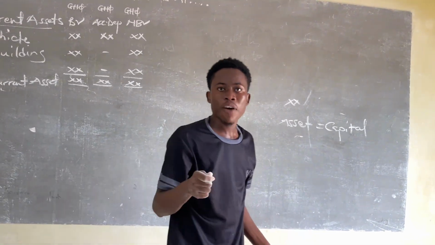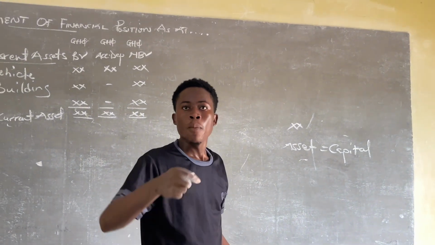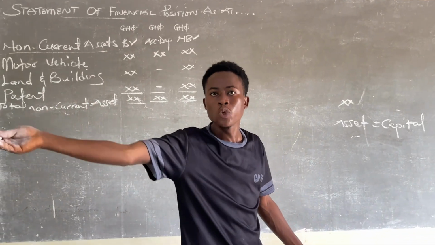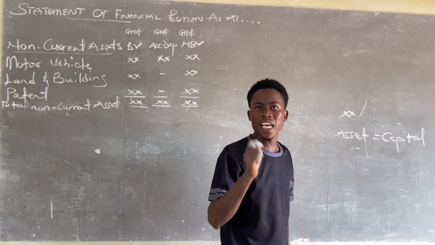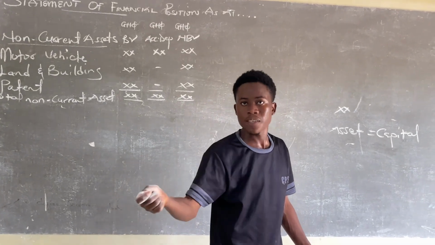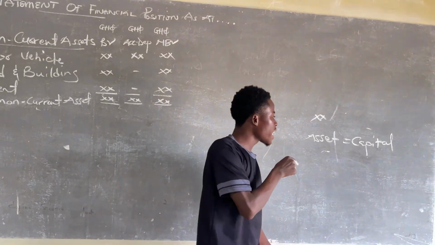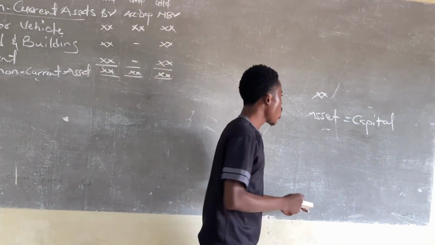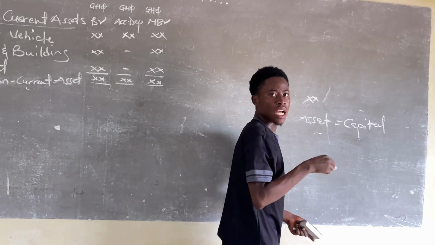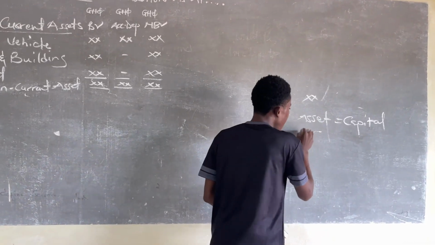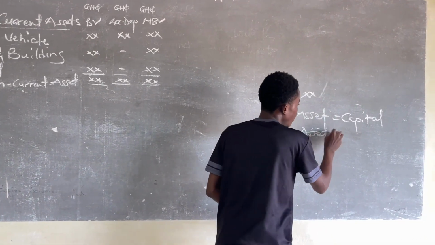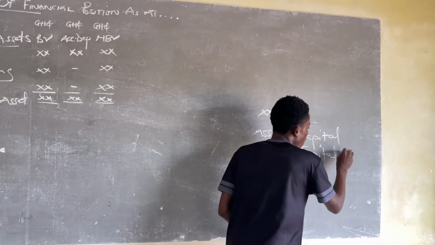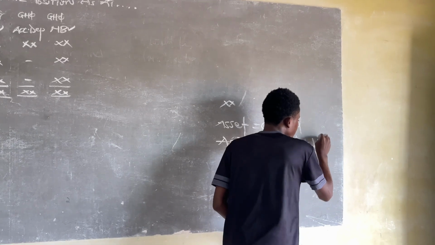Now, immediately the firm borrows money from a loan organization or a financial institution, or let's say the organization buys on credit, it means the organization is owing someone outside the organization. That's where we introduce liability. So then we have the asset equals capital plus liability.